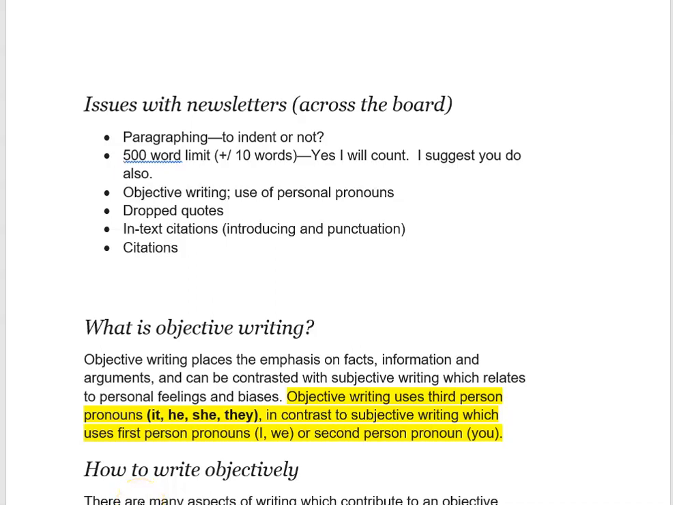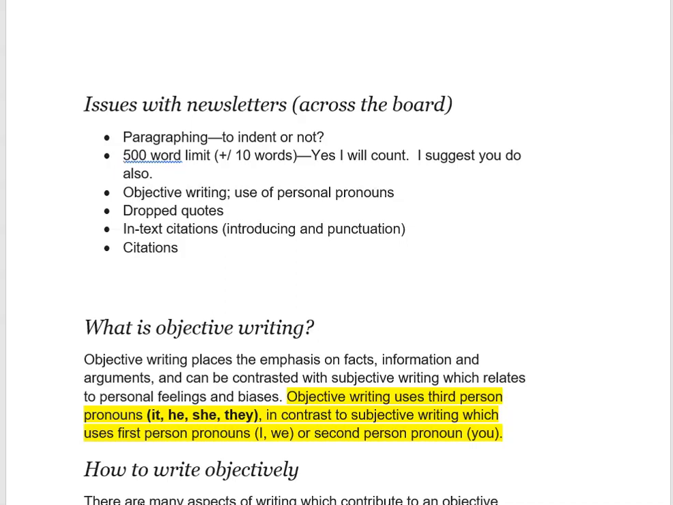So you made a lower grade on your newsletter. What happened? Well, these are issues that I saw across the board throughout my 3 classes, and I covered these issues in this handout so that you would have them, kind of know where you stand.